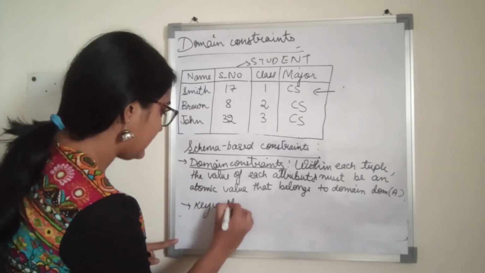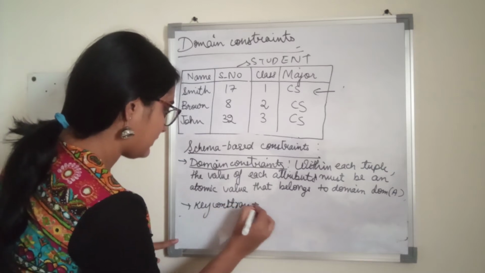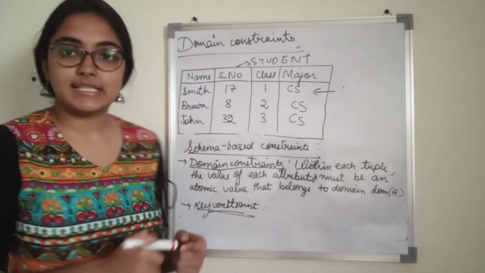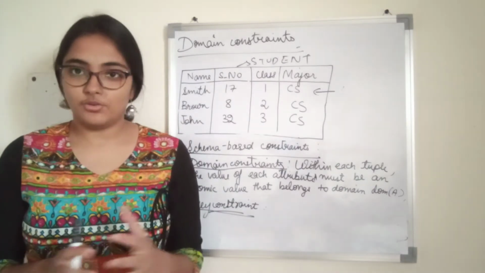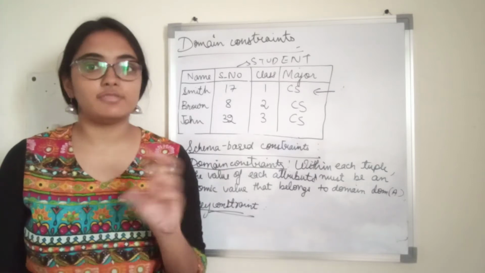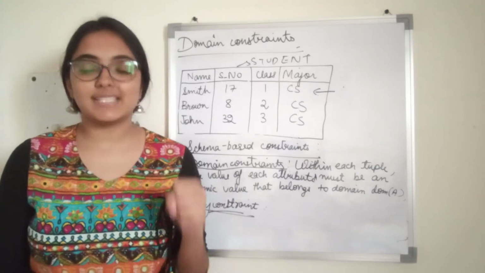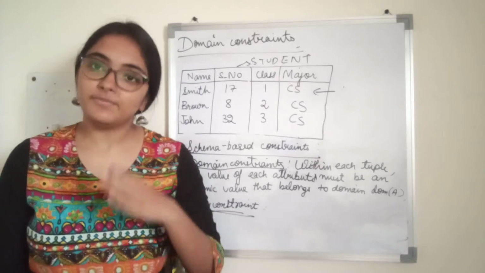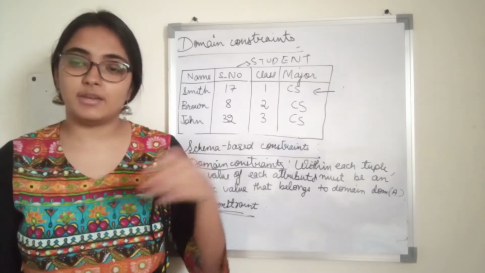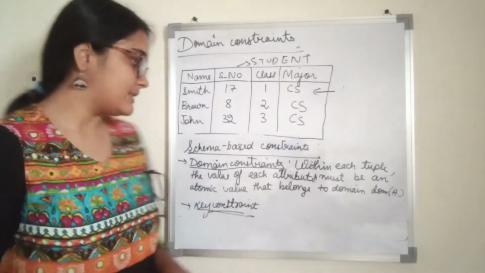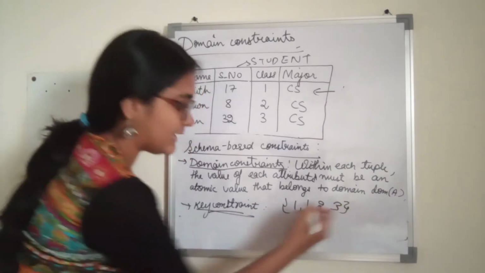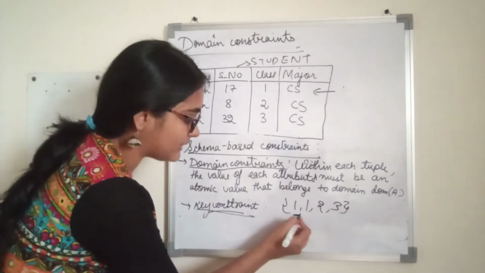So the second kind of constraint, that schema based constraint, is key constraint. Okay, so what does key constraint say? We all know, according to the definition of relation, that a relation is a set of tuples, right? When we talk about a set, it consists of all distinct elements. It cannot have repetitive or duplicate elements. We cannot have a set like 1 1 2 3. It is not a set, right? Why? Because it has a duplicate element.